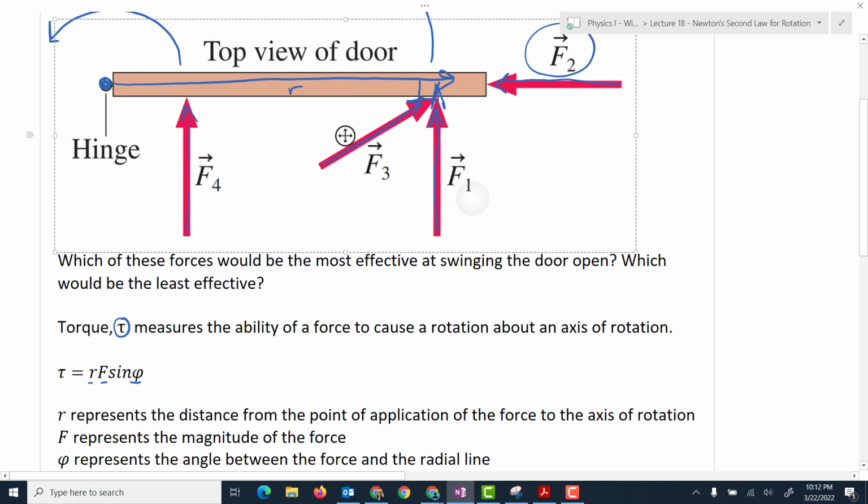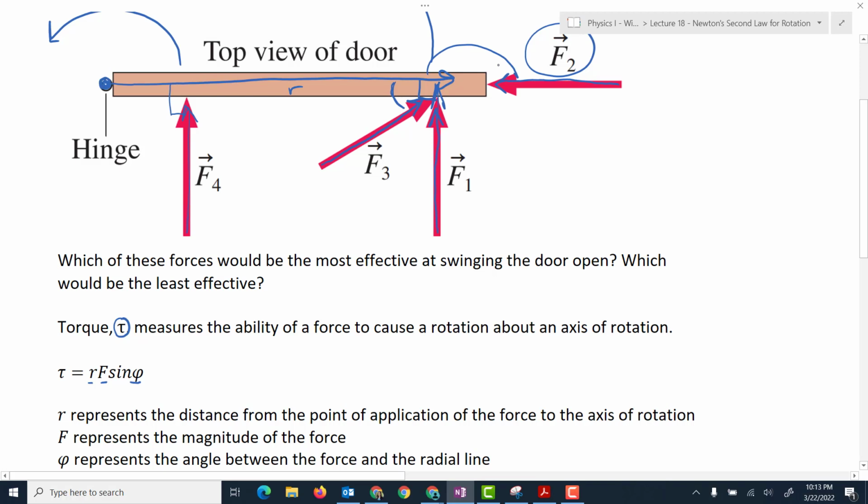Okay, so F1 has an angle, the sine angle, that angle would be 90 degrees. For F3 though, the angle would just be this angle over here. Okay, for F4 it would also be 90 degrees, and for F2 the angle would be a full 180.